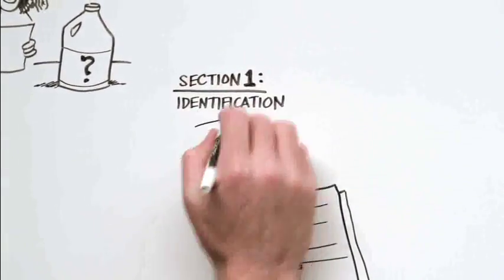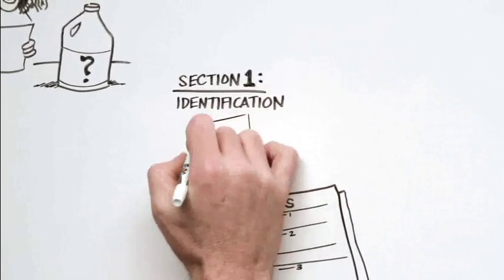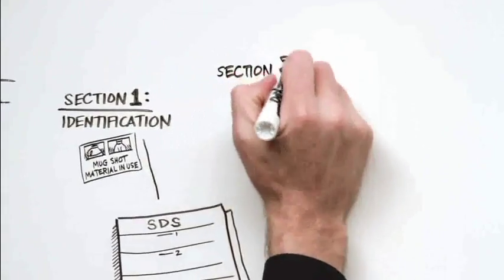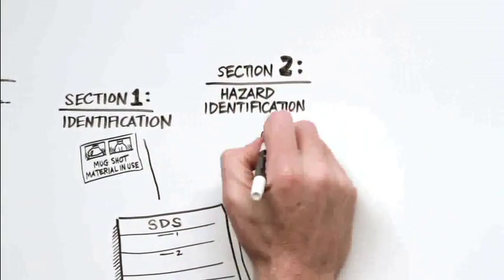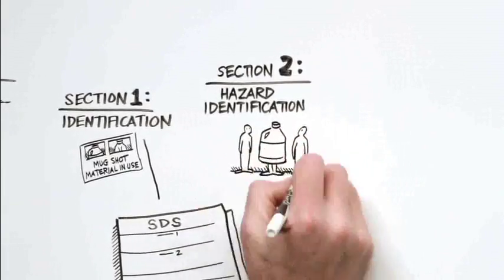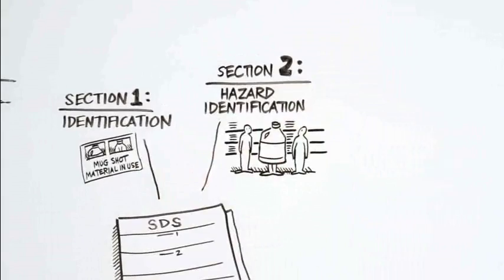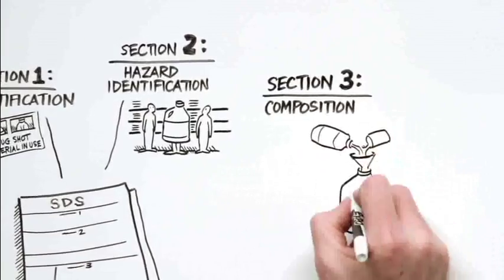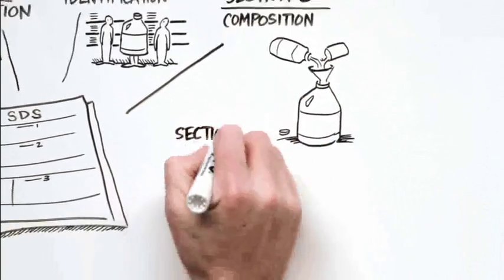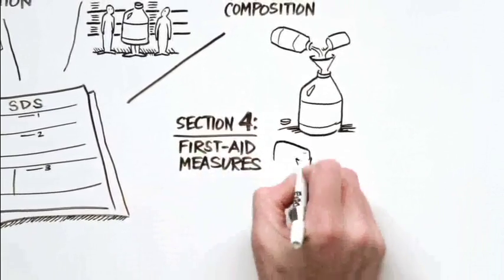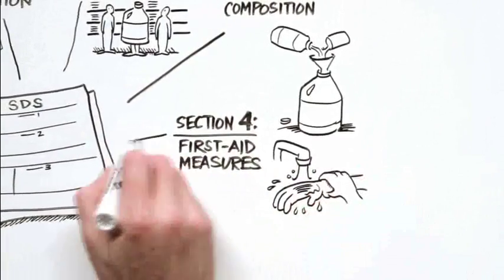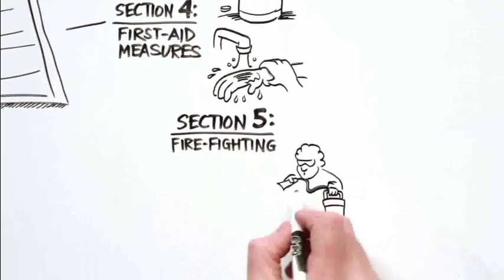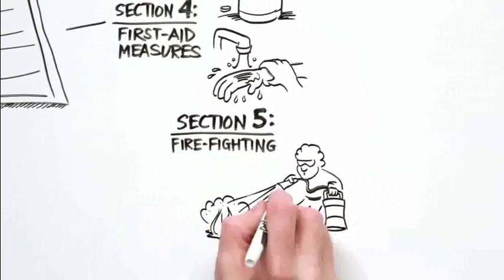Section 1, Identification, provides the material name along with the supplier contact information, including emergency contact information. Section 2, Hazard Identification, summarizes the hazards, including signal words, pictograms, and H&P statements as described on the product label. Section 3, Composition, identifies the ingredients of the material, along with the concentration. Section 4, First Aid Measures, describes the initial care that can be given if an exposure occurs. Section 5, Firefighting, provides requirements for fighting a fire caused by the material or arising in its vicinity.